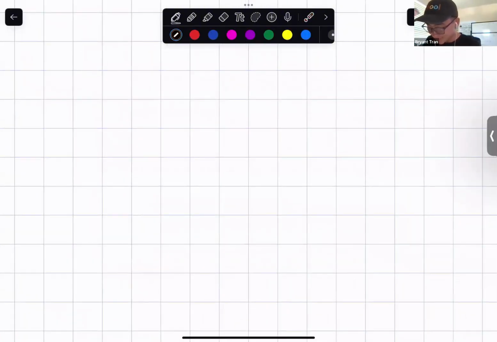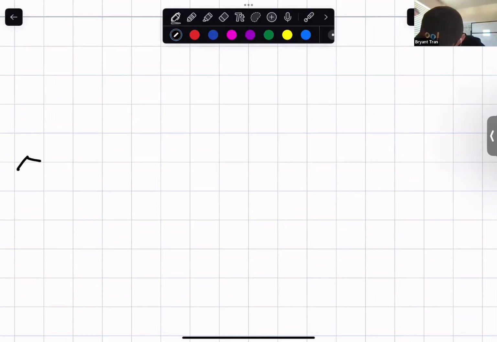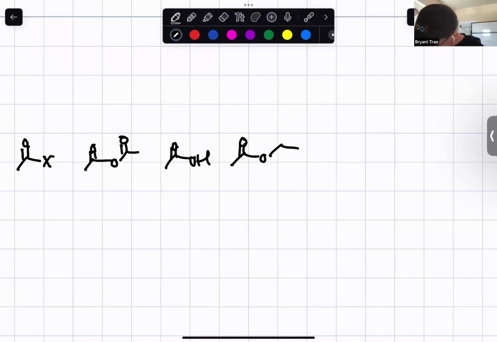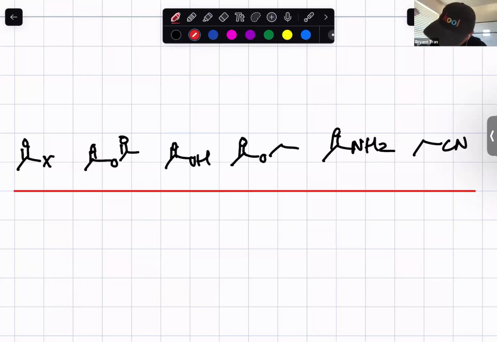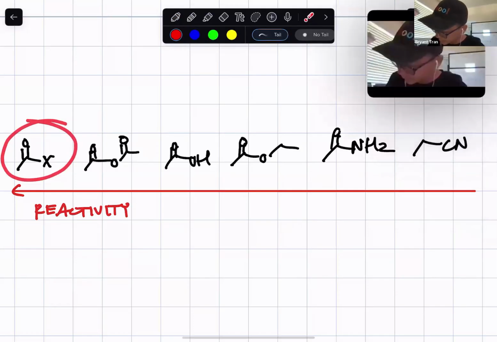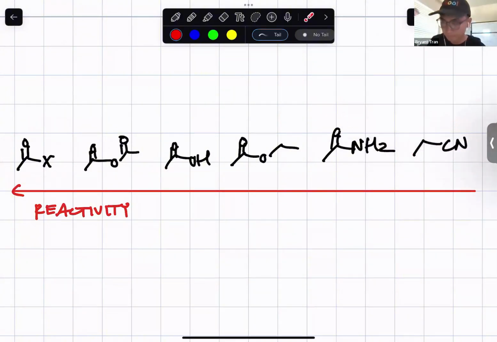I'm going to draw out the carboxylic acid derivatives in this order right here. So X, and the anhydride, and then the carboxylic acid itself, the parent one, and the ester, and then the amide, and then the nitrile. Okay, so I drew in this specific order because reactivity will increase from right to left. Right, where the acyl halide is the most reactive, the nitrile is the least reactive.